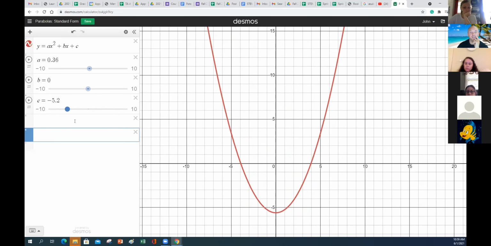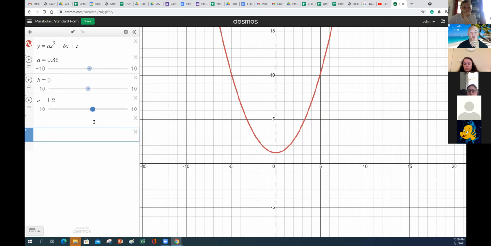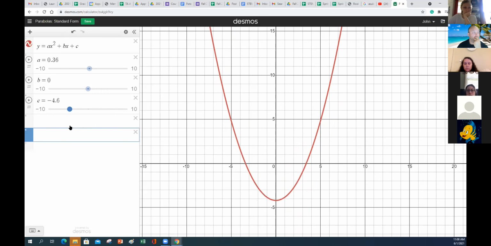Is it getting wider or skinnier? Be careful. Emma, very good. It's like if it's moving up or down. Yeah, it's just moving up and down the what axis? Y. The y-axis. The y-axis, very good. So what does that tell me then?